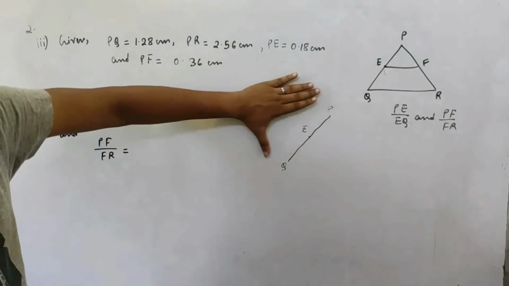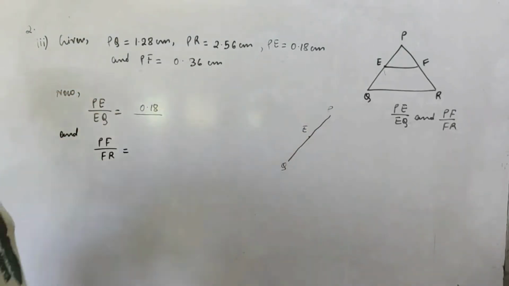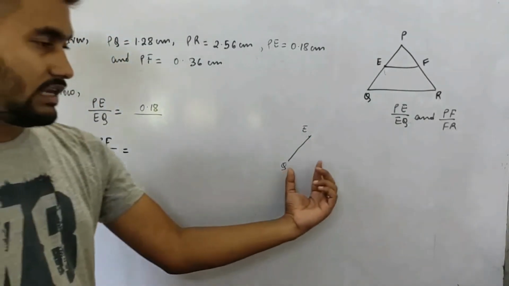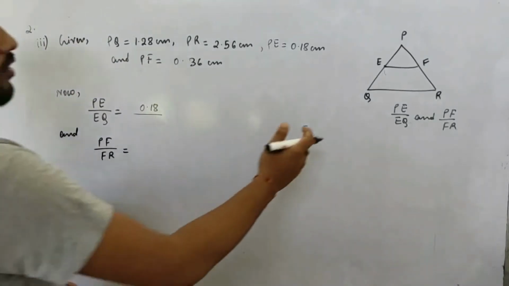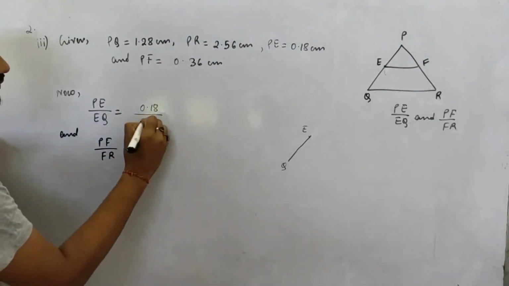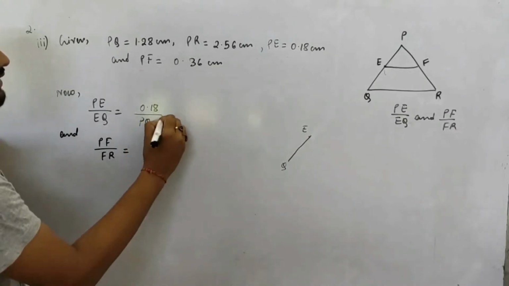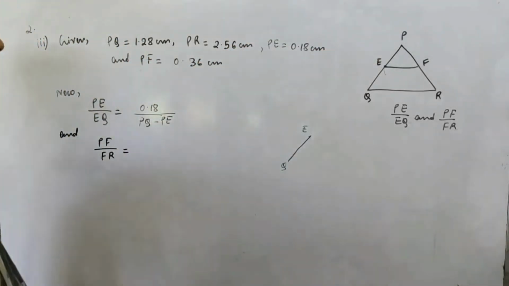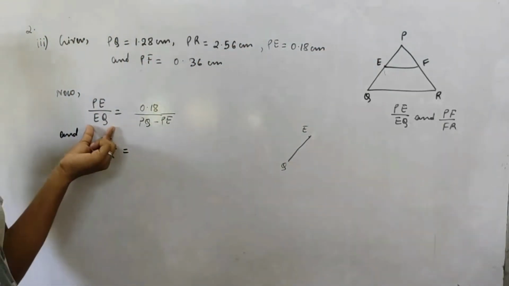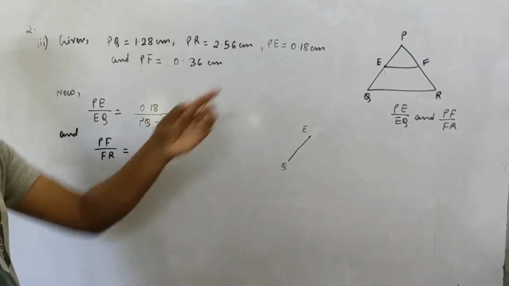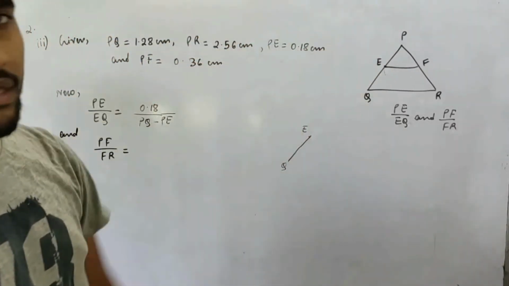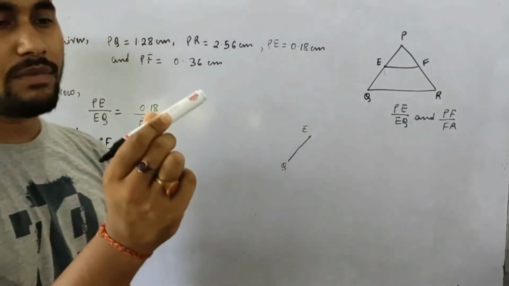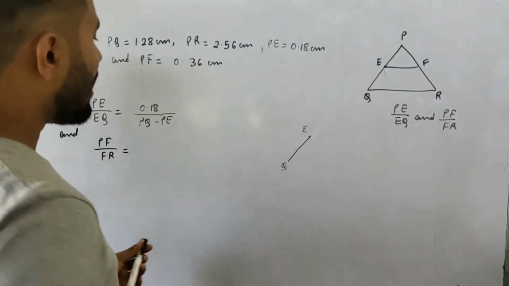So very simple. From this complete PQ, if I subtract PE, what will remain? EQ will remain. Understood? So how can I write EQ? EQ will be equal to PQ minus PE. This is complete PQ. From complete PQ, if I subtract PE, what will remain? EQ will remain. Okay, so now you put the values.